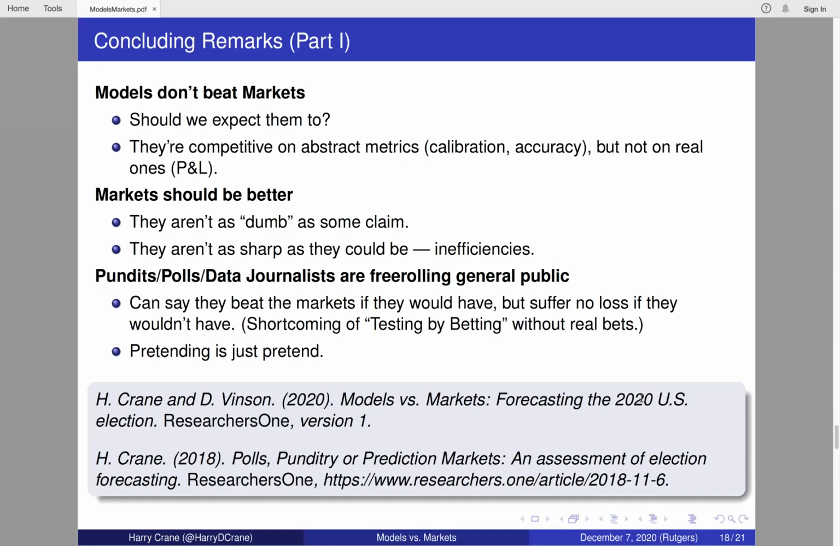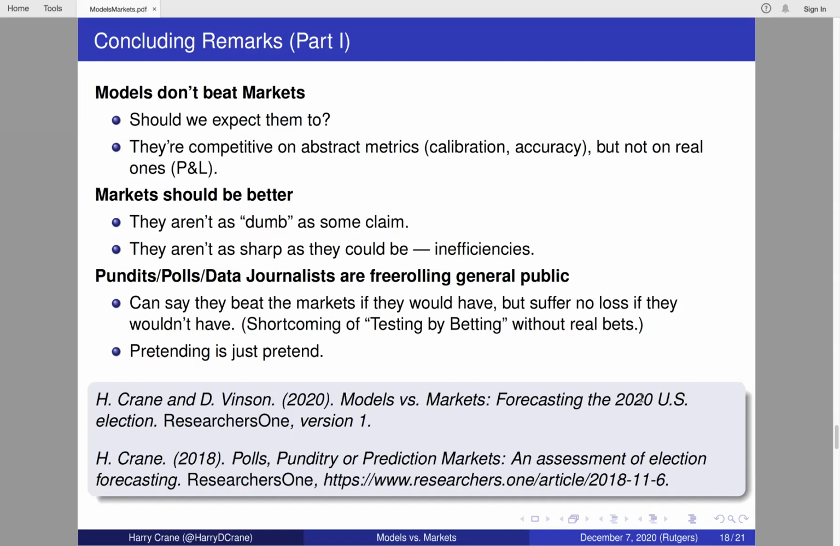The forecasts that are put on these websites are publicly available, and the traders in those markets are able to use them in deciding whether to trade. So it's almost like the forecasts get fed into the markets, but there's nothing stopping the forecast from taking the markets and using them as well. But I would say that in some ways the models are competitive based on the abstract metrics that we talked about, but they're not necessarily competitive based on the real metric of profit and loss. That being said, the market should definitely be better. They aren't necessarily as dumb as some people claim, but they aren't really as sharp as they could be, and that's, I think, a result of all of the inefficiencies.